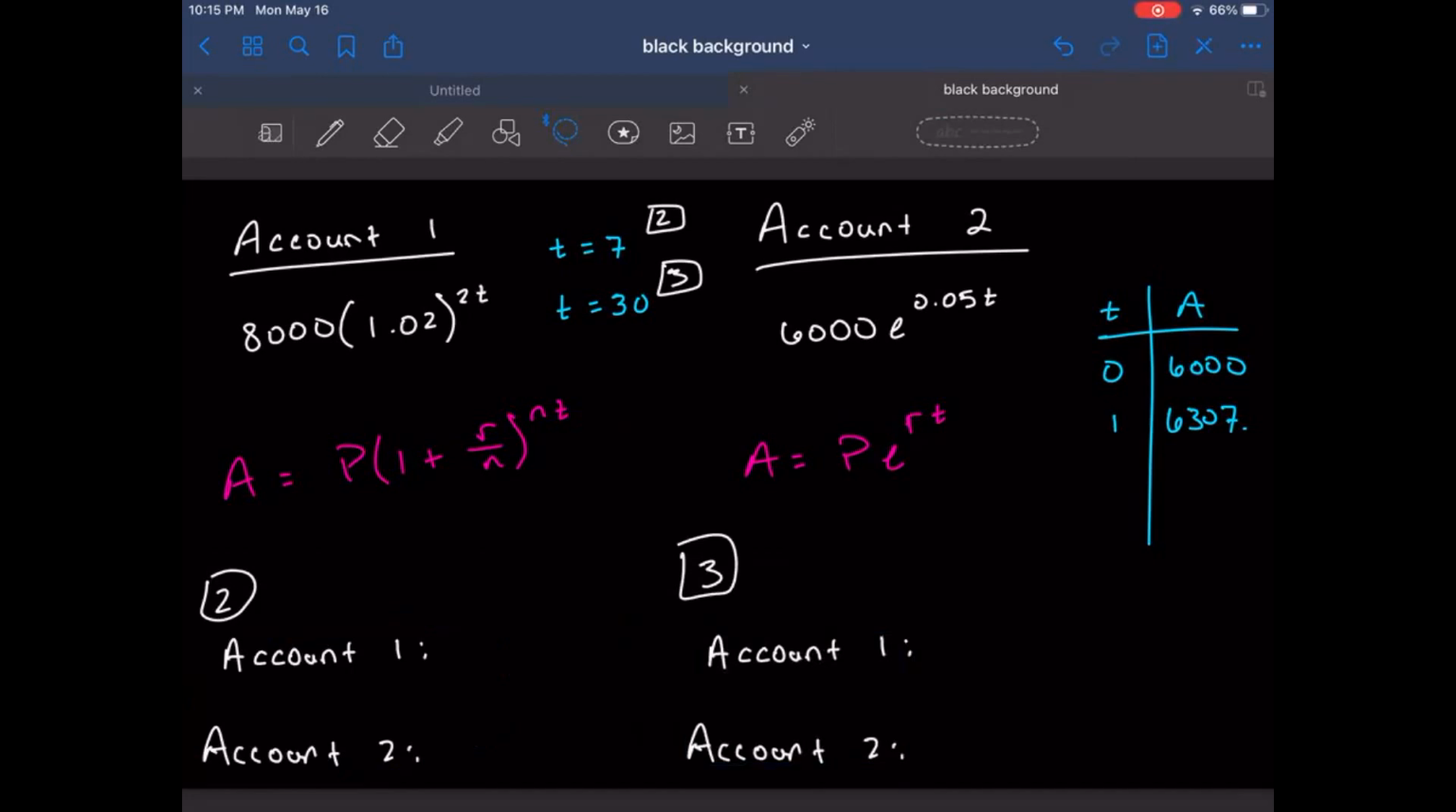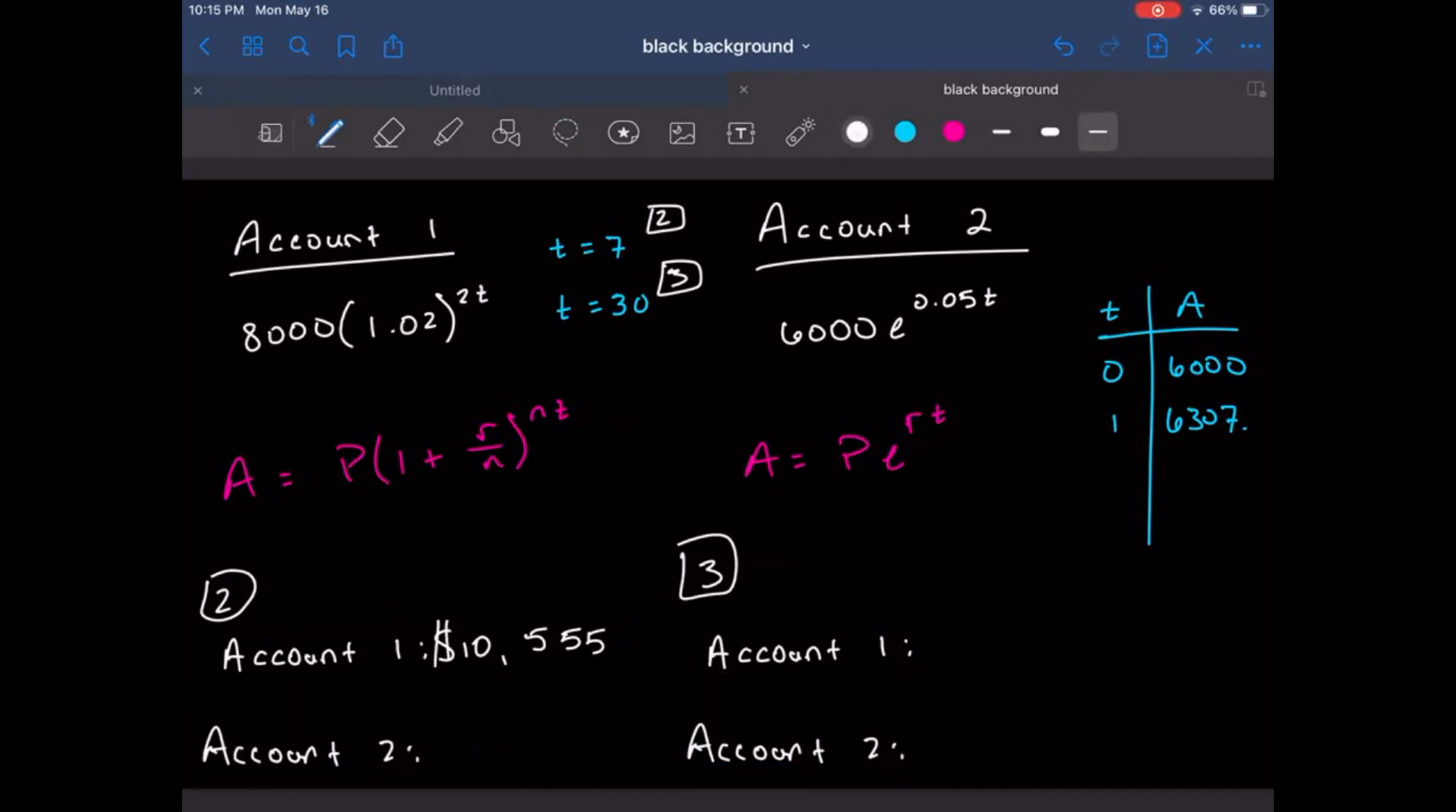So, it'd be after 7 years, t equals 7. So it's 1.02 to the 14th power times 8,000. You're going to get a decent amount of money here. I thought it'd be more than that, but it's not. Okay, that's fine. I guess it's only 4%, so that makes sense. That's how much is in the account after 7 years.